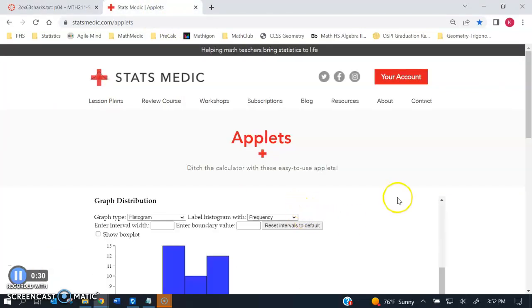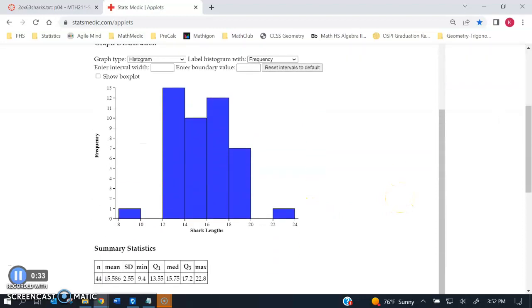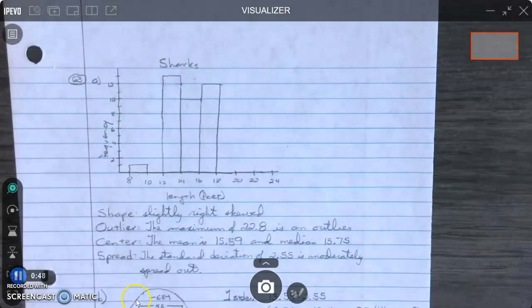I've already done that, and as we did earlier in class, we created a histogram. We saw that the mean was 15.59 and the standard deviation is 2.55. So I'm going to go ahead and shift to my Word document at this point.